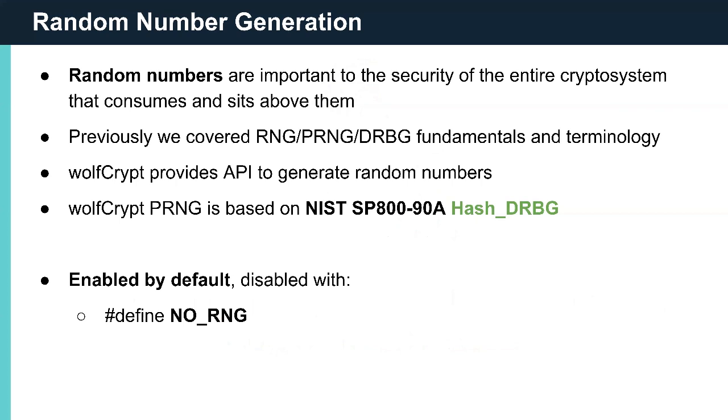So we covered how random numbers are important, and you want the RNG to be seeded with random entropy. wolfCrypt has a PRNG implementation that we've implemented based on the SP 800-90A hash DRBG specification. It's enabled by default in wolfCrypt, and you can disable it by defining NO_RNG, but that's a pretty unlikely case that someone would do that.